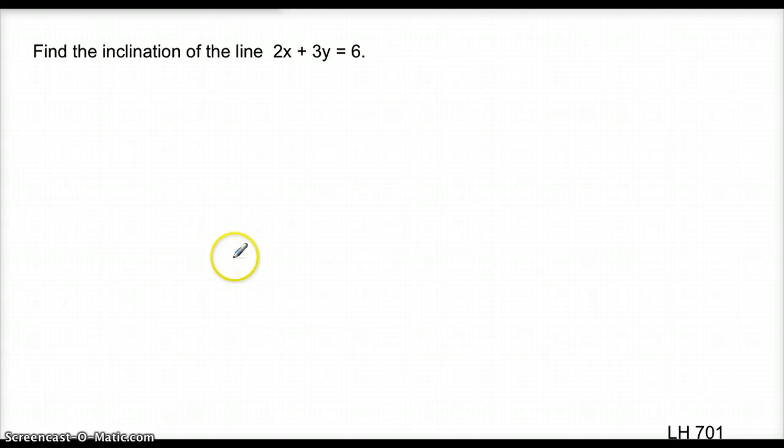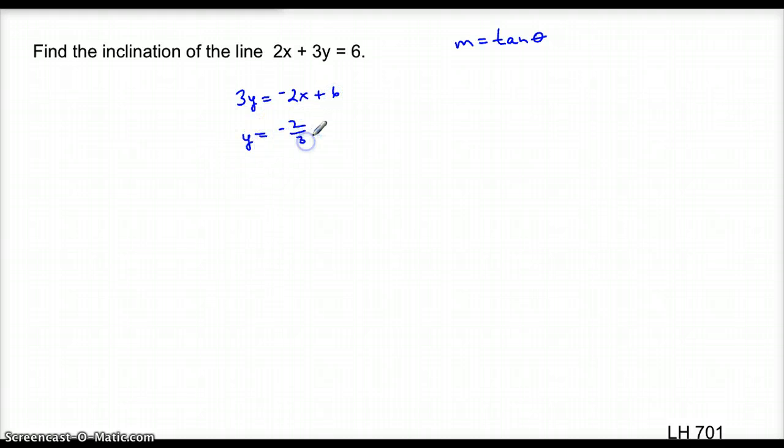So we want to find the inclination of a line that has this equation. We know that the slope is equal to the tangent of the angle of inclination. So let's figure out what our slope is. What I'm going to do is solve this for y, basically putting it into slope-intercept form. I'm going to subtract 2x from both sides. I get 3y equals negative 2x plus 6. And then dividing everything by 3, y equals negative 2/3 x plus 2. So in this case, the slope of our line is equal to negative 2/3.